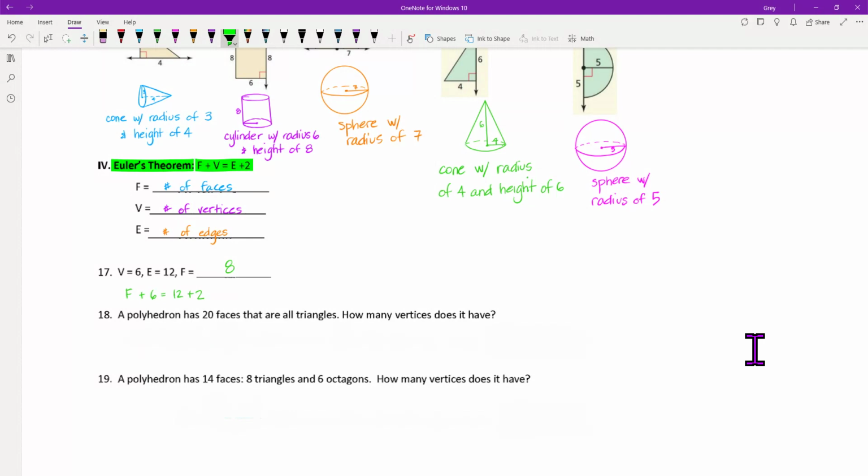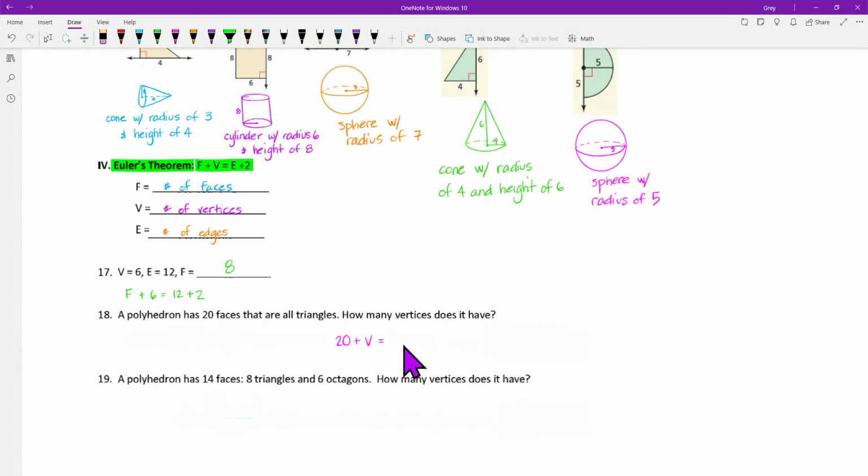All right, number 18. A polyhedron, these are the last two, y'all. A polyhedron has 20 faces that are all triangles. How many vertices does it have? So we're using our same Euler's formula, F plus V equals E plus 2. So I start off with F, and I have 20 faces. F plus V, how many vertices? That's what I'm looking for.